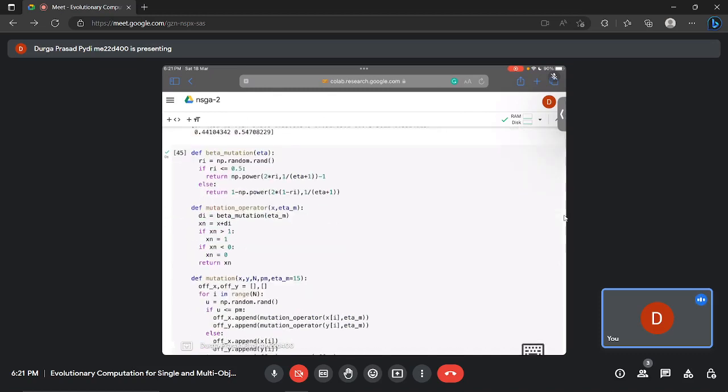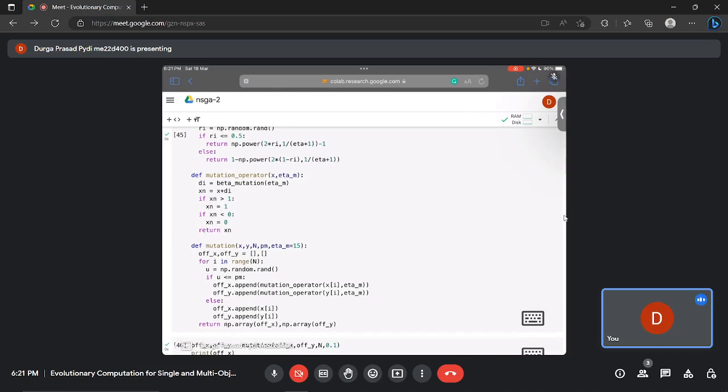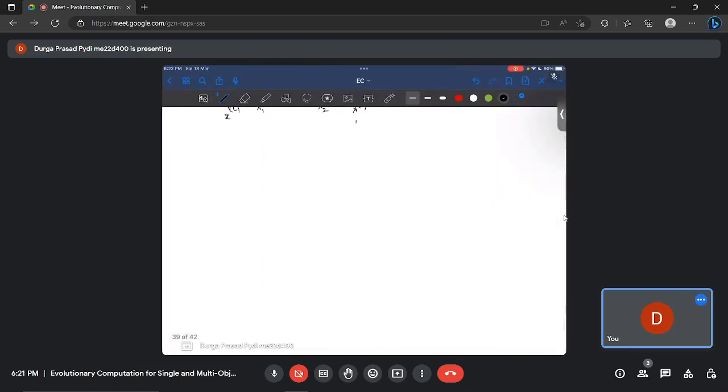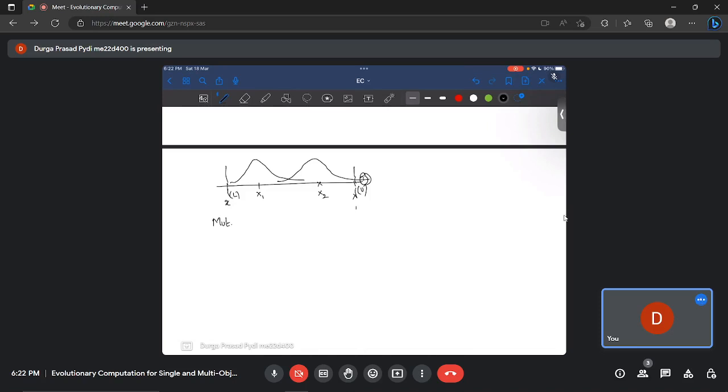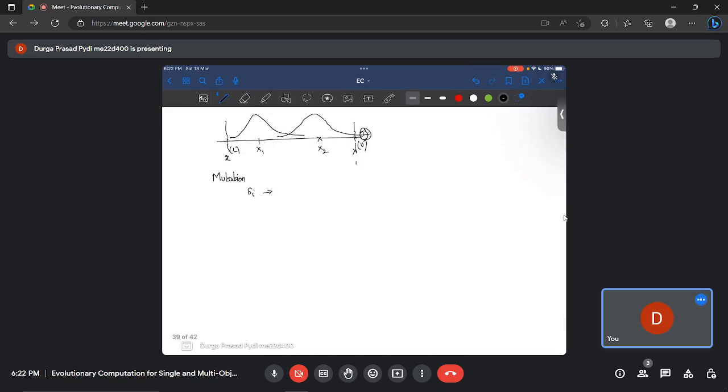I'm using the polynomial mutation operator. It will also have a similar form to your beta operator, and it has one parameter called delta I. In the mutation operator, you generate one random number delta I from a distribution similar to the beta, and to get a new individual, you take the current individual and add delta I times your range. This is the kind of mutation I am using here.